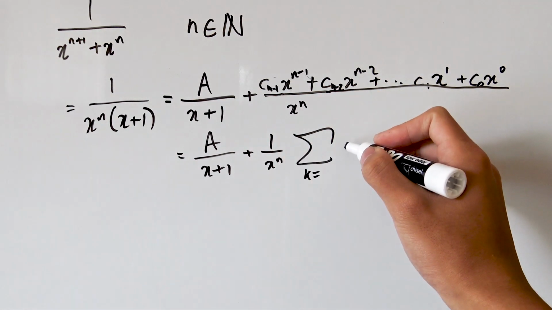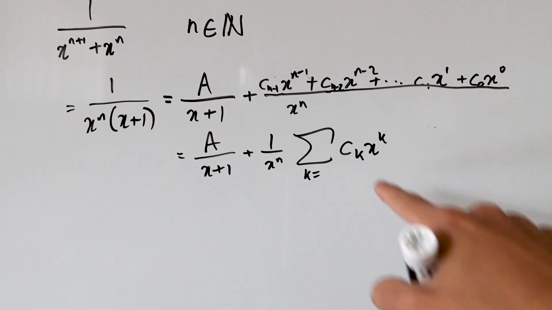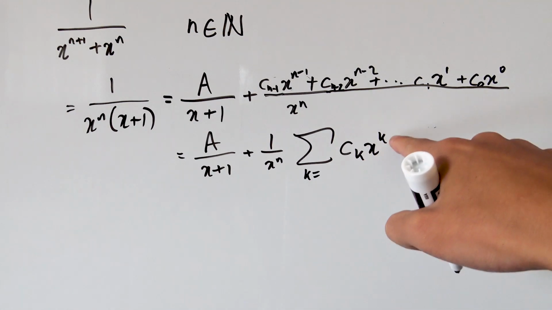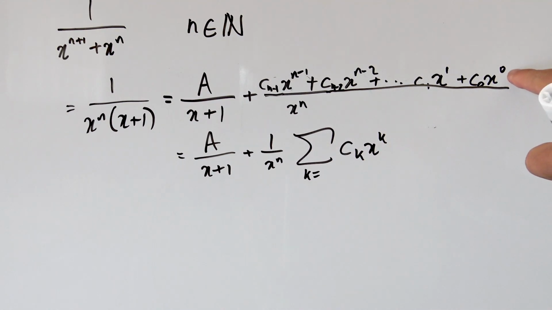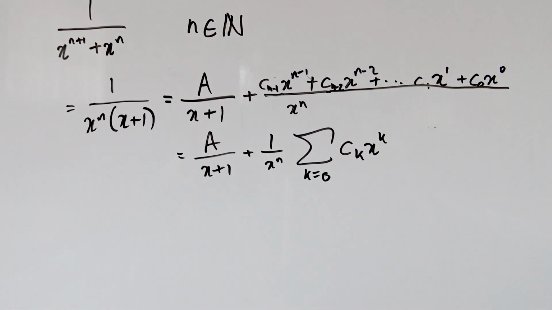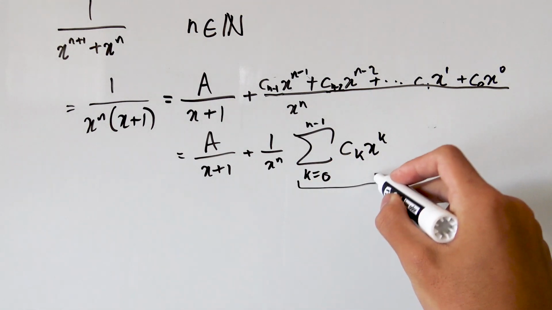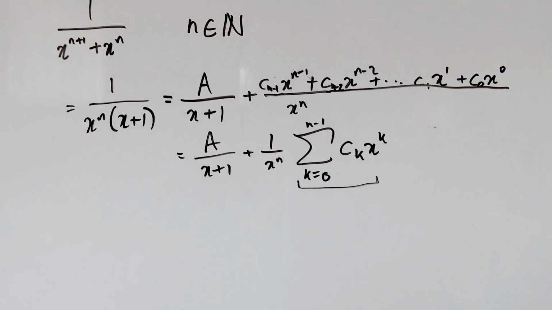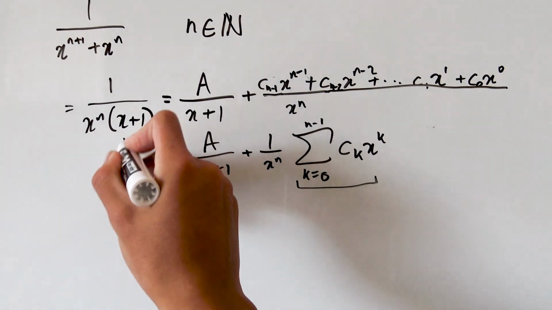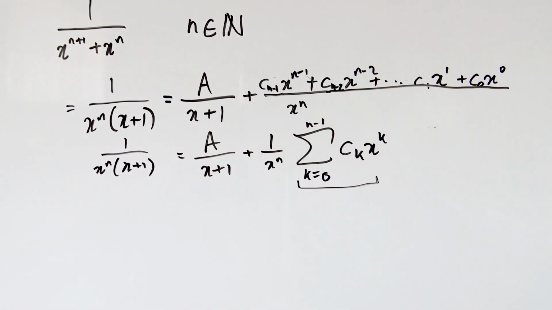The general form for our polynomial is just going to be c sub k times x to the k. Since we matched up the subscript and the power, we can clearly see where our k will start and where it ends. It will start at 0, because 0 is the smallest number, and it's going to end at n minus 1. So this whole thing here is the polynomial on the numerator, expressed in sigma notation. And remember, all of this is still 1 over x to the n times x plus 1 on the left hand side.